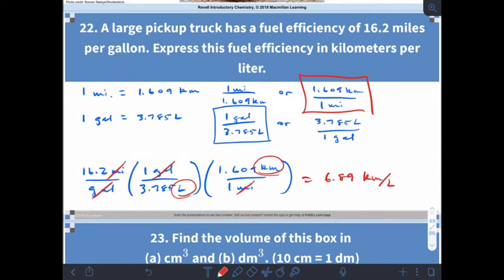And what I'll enter into the calculator, if I do this whole thing: anything that's on the bottom of a conversion factor I divide, anything that's on top I multiply. So I would say 16.2 divided by 3.785 times 1.609 will give me 6.89.